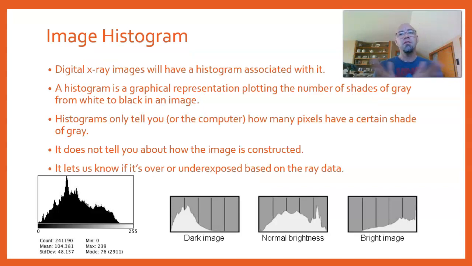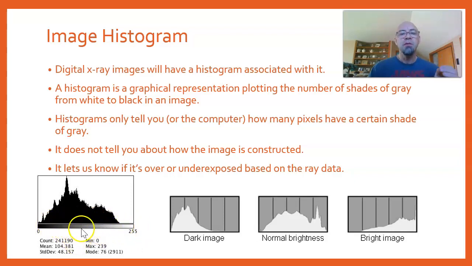So enters the histogram. So what is a histogram? A histogram is really just a chart of the different shades of gray that you have in your image. That's all it is. So this down here on the bottom is a great example of it. This is 256 shades of gray, which means this is an 8-bit system. So you've got all the shades of gray from black, which would be 0, and number 255 would be as white as you can get, and then all of the shades of gray in between.